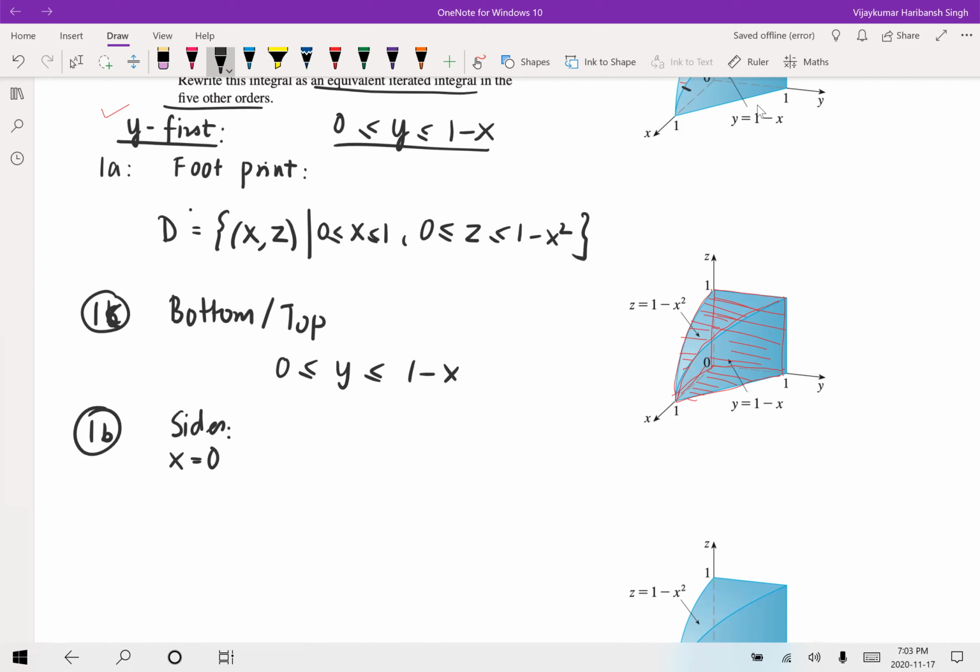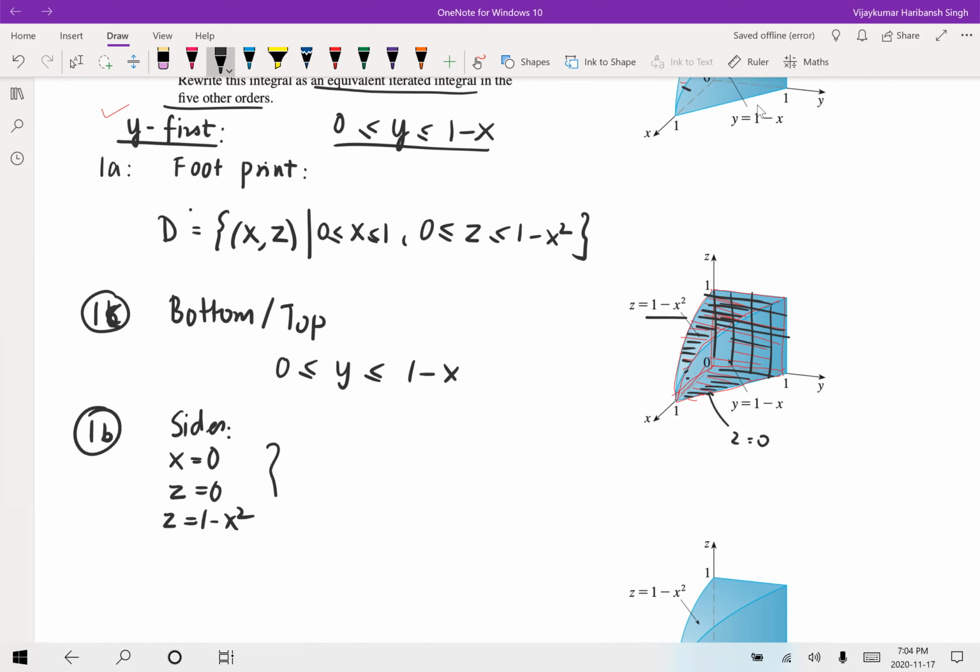x equals 0, z equals 0, z equals 1 minus x squared, right? So this surface, for example, is z equals 1 minus x squared. What about this side? This side is z equals 0. And the back part here is basically x equals 0.